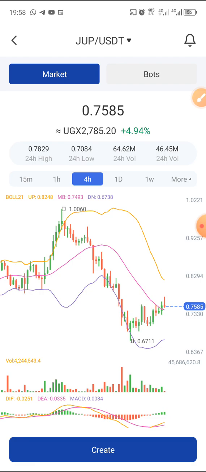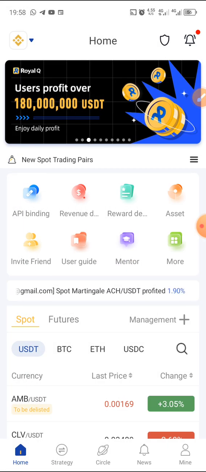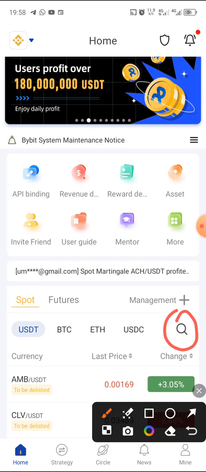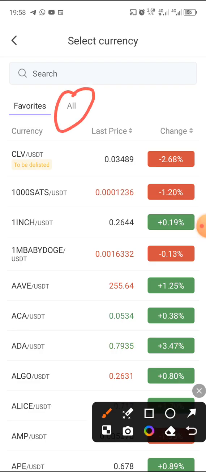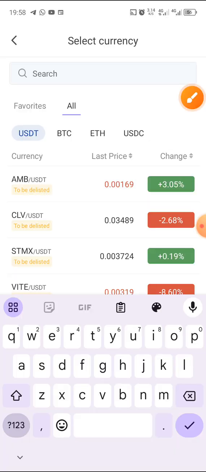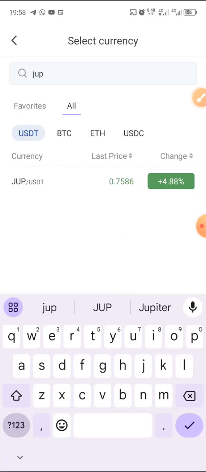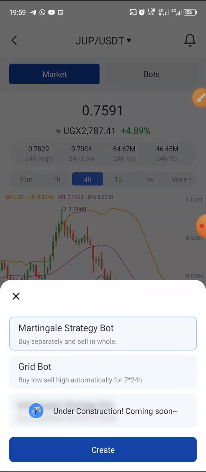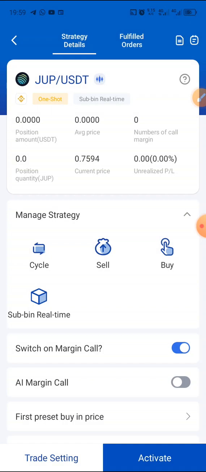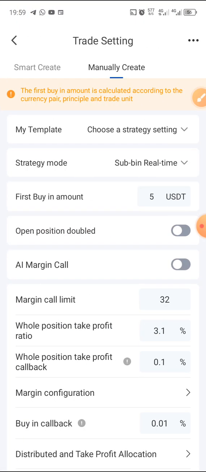So in case you are trading with $100 and below, you'll follow the same steps. You come, click on search, you put the name, click all, search the name, which is Jup. The coin is called Jupiter. Click on the coin once, click on I understand, click on create, I understand. Come on trade settings.